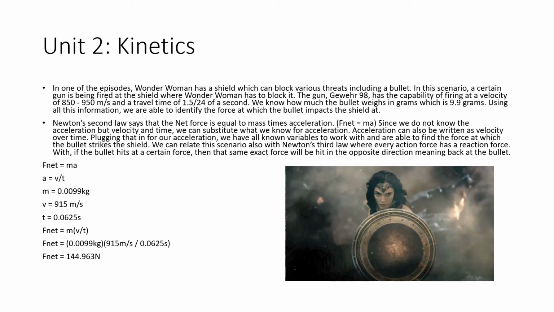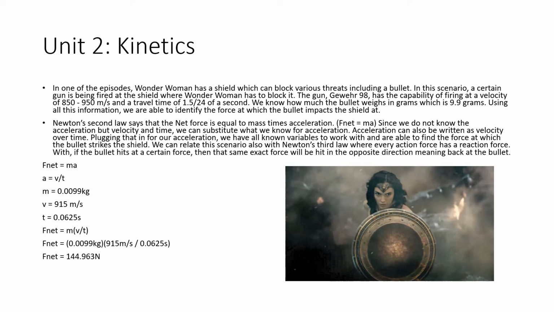And then we can go into the second unit, which is kinetics. In one of the episodes, Wonder Woman has a shield which can block various threats, including a bullet. In this scenario, a certain gun is being fired at the shield where Wonder Woman has to block it. The gun, the Gewehr 98, has the capability of firing at a velocity of 850 to 950 meters per second, and a travel time of about 1.524 of a second. We know how much the bullet weighs in grams, which is 9.9 grams.